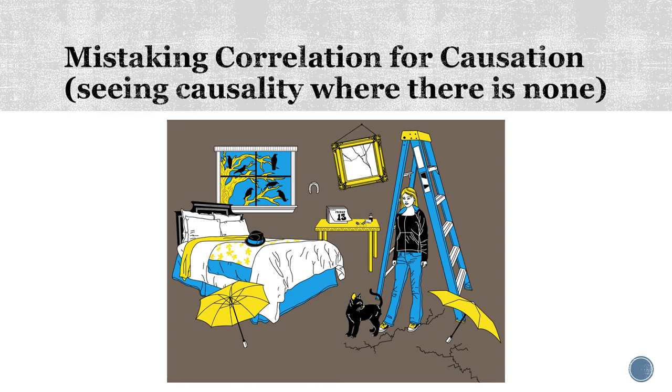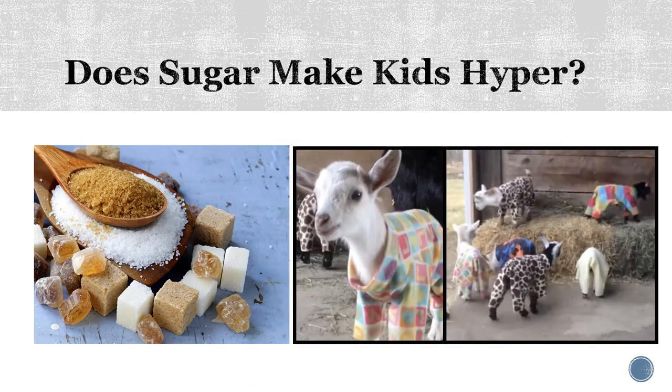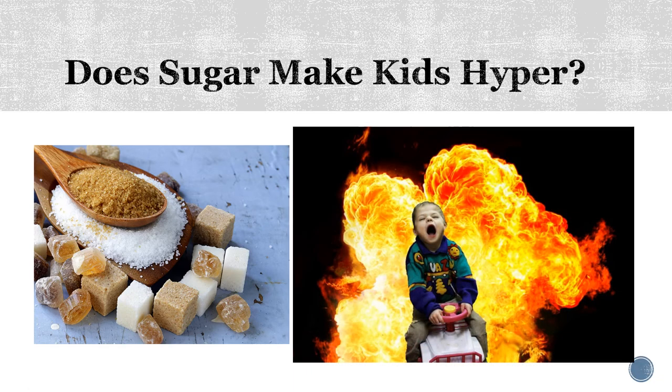So, for example, one place where we get a wrong idea based on mistaking correlation for causation is in this question. Think about this, right? Does sugar make kids hyper? That is, when you feed baby goats sugar, do the baby goats? I'm kidding about the baby goats. I just wanted an excuse to put goats in pajamas on here because they're adorable, aren't they? Okay, no. This is the sort of thing we mean, right? And so does sugar make human children hyper?